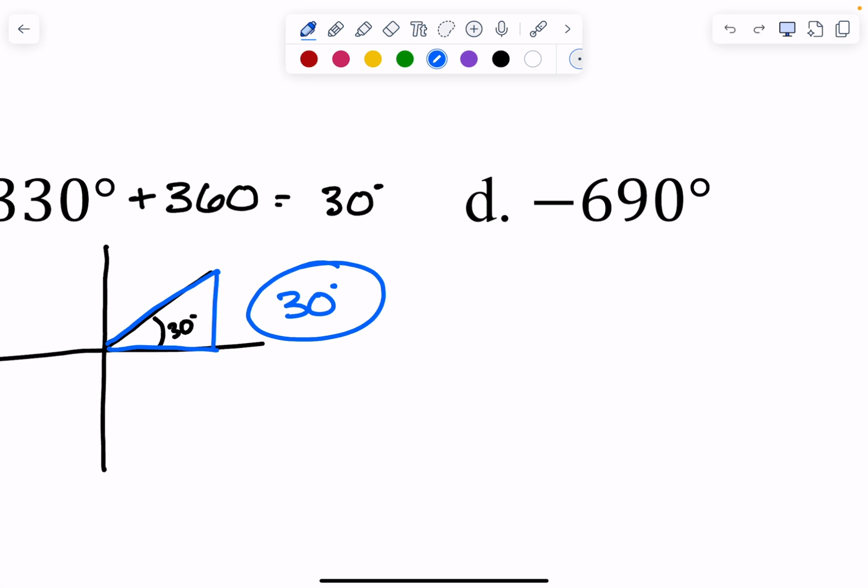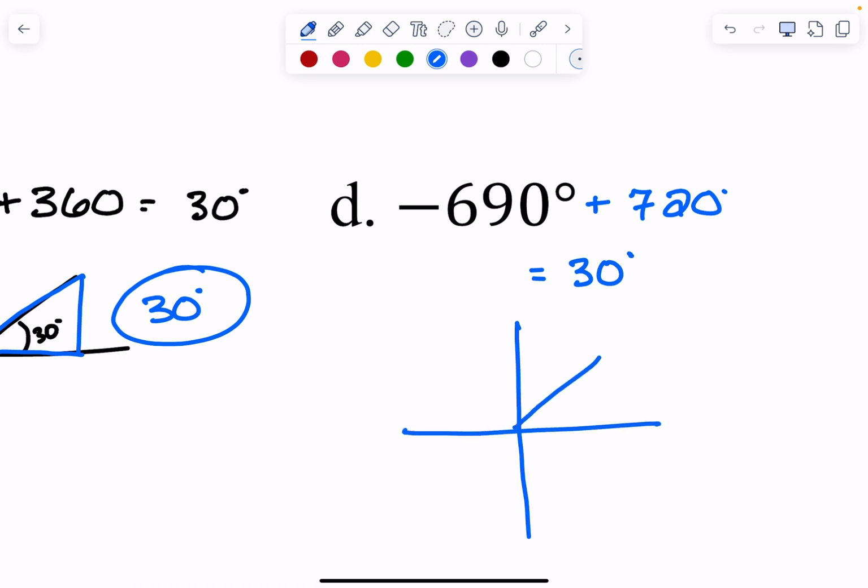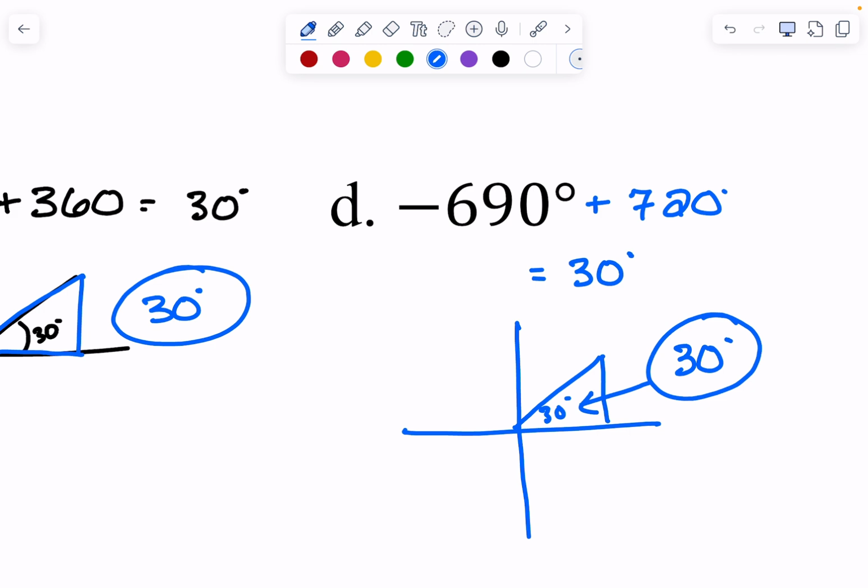Okay, negative 690. What shall we do? Add 720. Yeah, we could add 720, which is like 2 units of 360, okay? And that would be 30 degrees. Well, that's fancy. Again, 30 degrees. He is his own reference angle, so 30 degrees. Got it? Happy with that? Okay. All right.